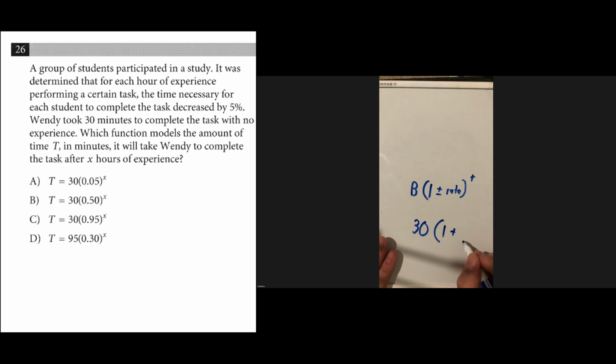In this case, it says it decreased by 5%. So decreased by 5% means it would be minus 0.05, because 5% equals 0.05. And then times the time, or in this case, they call it time x, and that is our function. So that would just be 30 times 0.95 to the power of x, which is answer choice C.